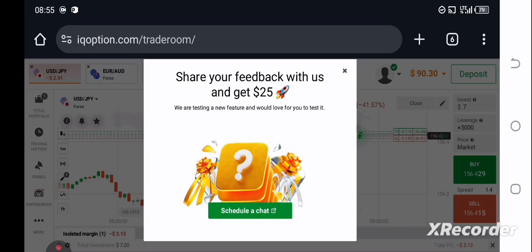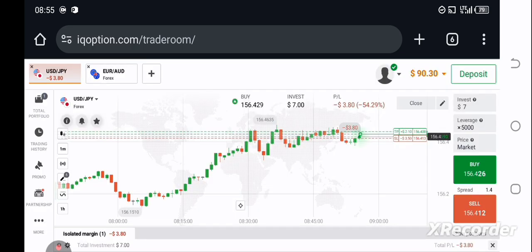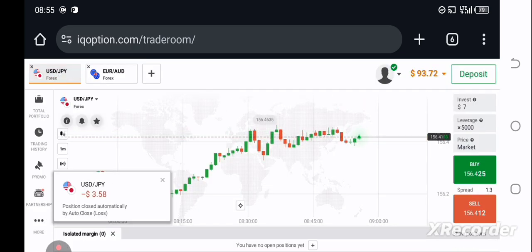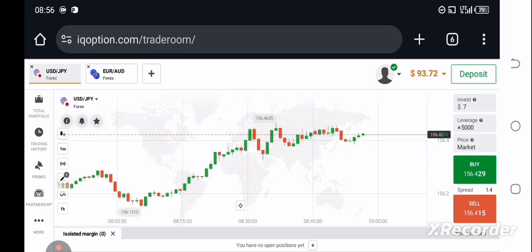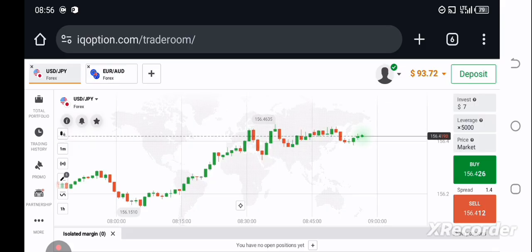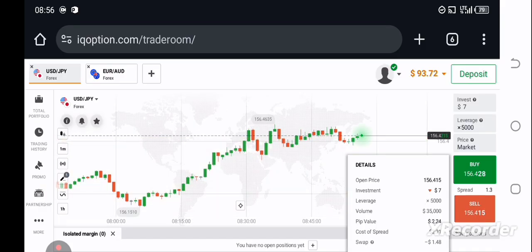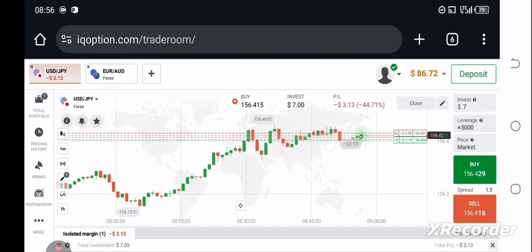I just did that. So you can see minus 3.58. The trade has closed because of your stop loss. Your stop loss is 50%. I opened a position of $7 at 3.58%, which is 50% of $7. It has closed. If it is going in your direction, once you hit a profit of 30% that you set, it's going to close.